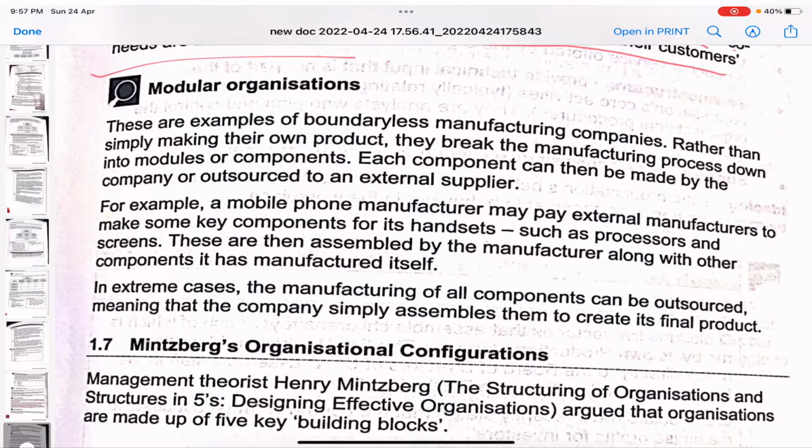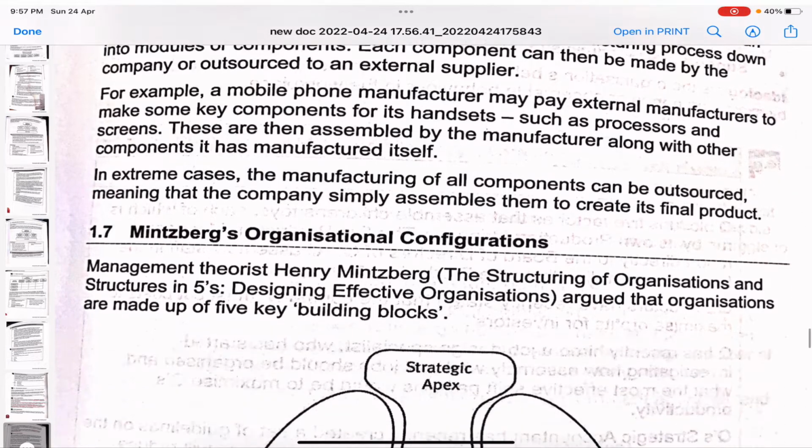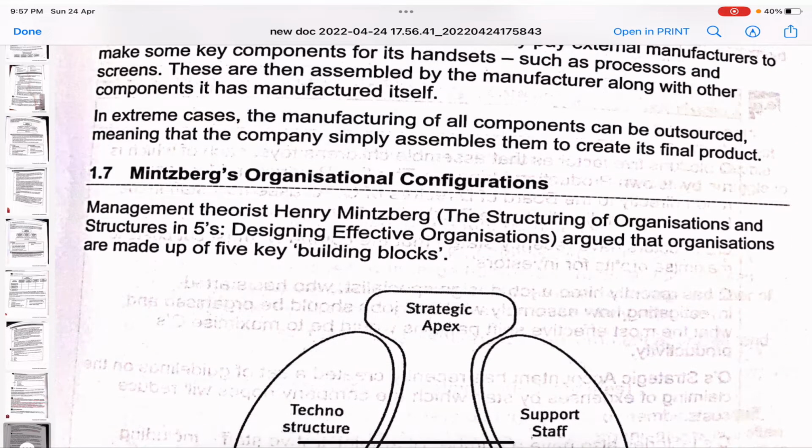You got it? So what's the difference between modular and virtual? In virtual, there are many small outsourcing arrangements, and we have to coordinate them, but in modular, the production process of the product is broken down and outsourced. So in extreme cases, the manufacturing of all components can be outsourced, meaning the company simply assembles them to create the final product. So virtual is something which is not physical in nature.